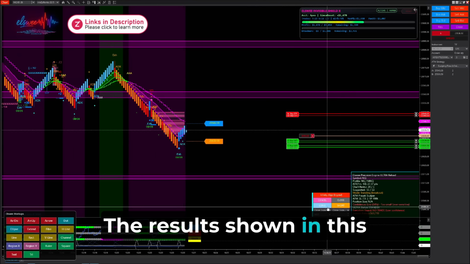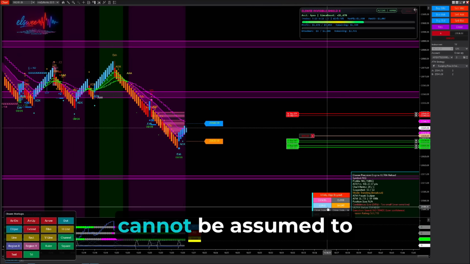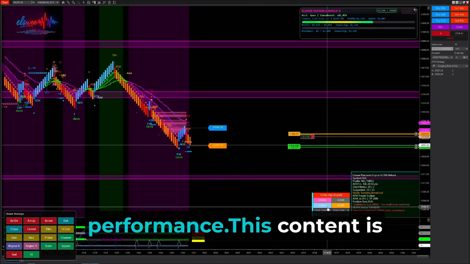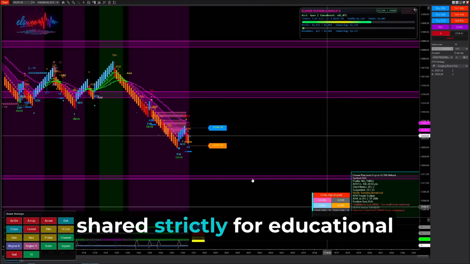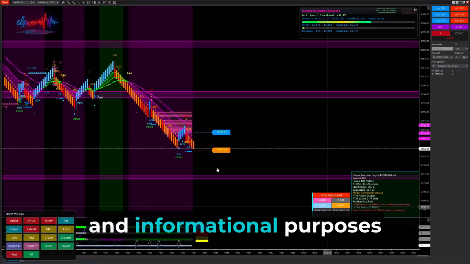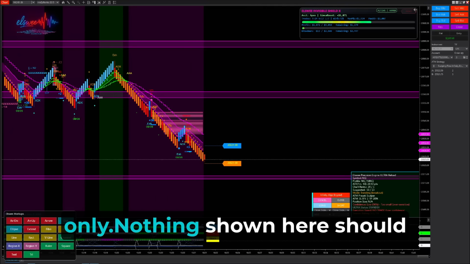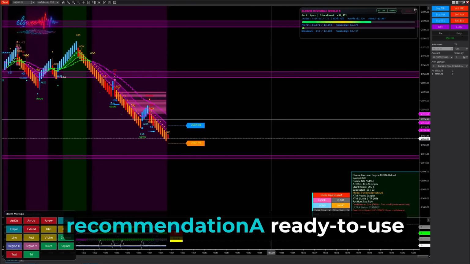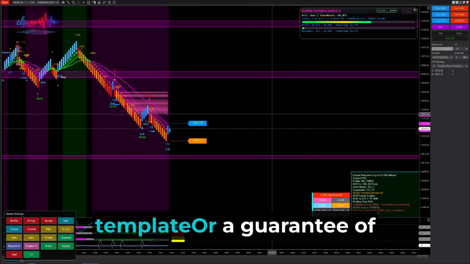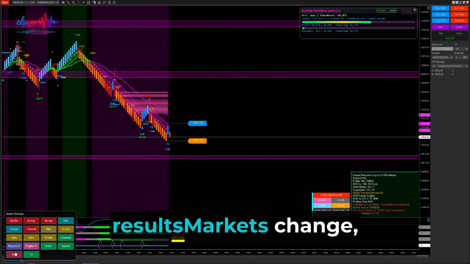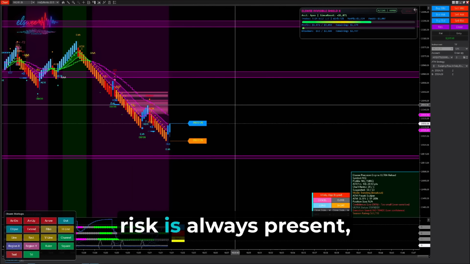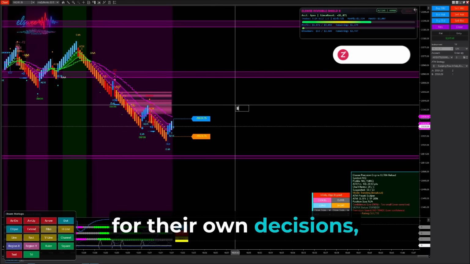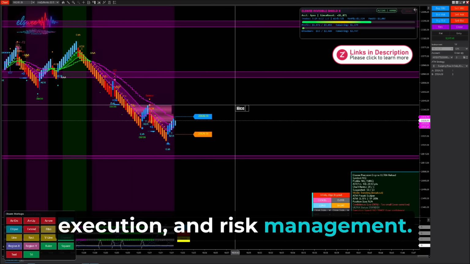The results shown in this session are not guaranteed, cannot be assumed to be repeatable, and do not imply future performance. This content is shared strictly for educational and informational purposes only. Nothing shown here should be considered trading advice, a recommendation, a ready-to-use template, or a guarantee of results. Markets change. Risk is always present, and each trader is responsible for their own decisions, execution, and risk management.